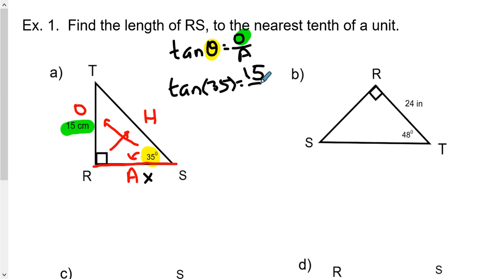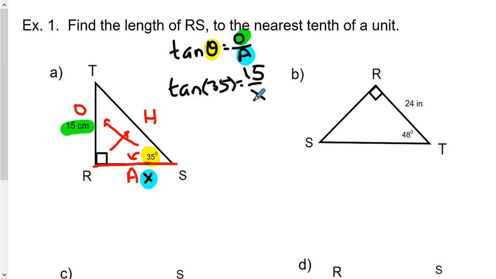And my adjacent length, this is my unknown this time. This is that RS, or what we called X. So that's going to be what I plug in for my adjacent. I have to have one unknown somewhere, or else I'm just giving you a statement. If we're solving a problem, we need to find something. So here, I want to find that X value.